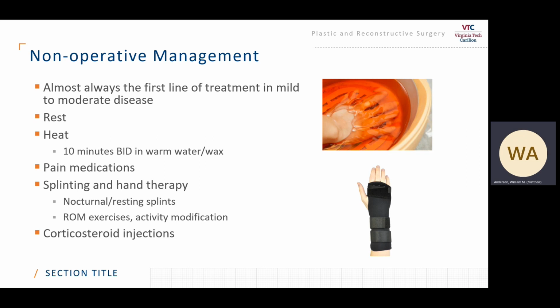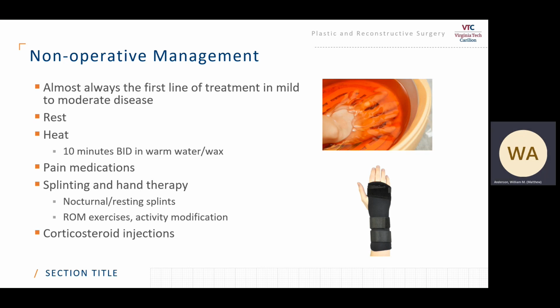So non-operative management is really the cornerstone of early management of wrist arthritis. It's almost always the first line of treatment, especially in mild to moderate disease. Typically, it consists of the same basic categories of rest and heat, which can be achieved by submerging the hand and wrist for 10 minutes twice a day in warm water or wax.